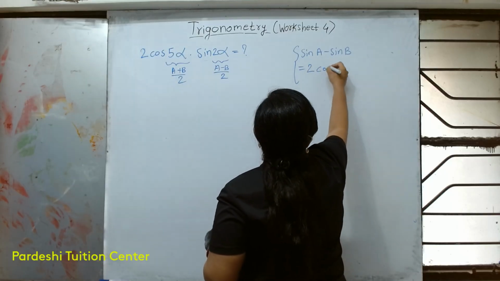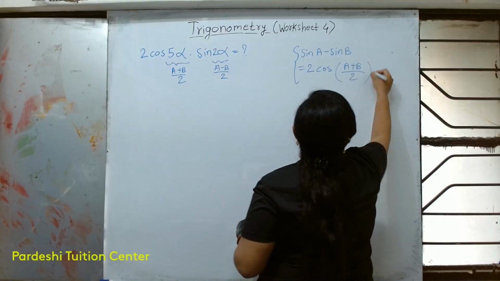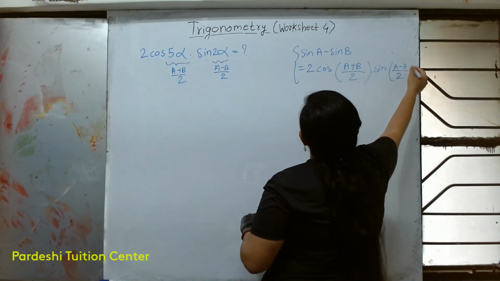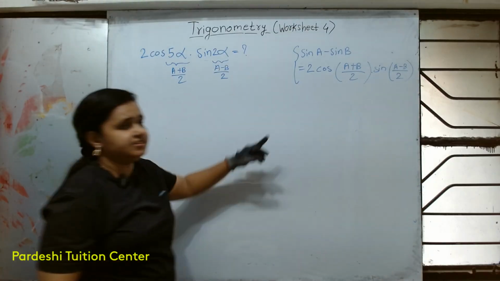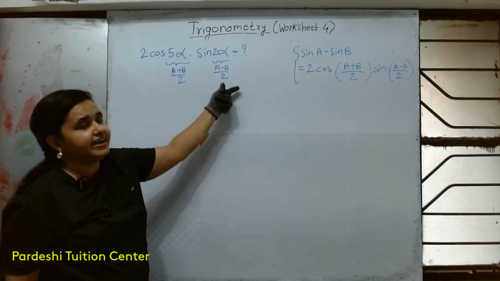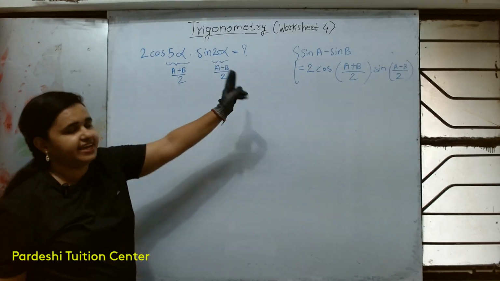It is equal to 2 cos of (a plus b) by 2 into sin of (a minus b) by 2. So again this is in the form of 2 cos (a plus b) by 2 and sin (a minus b) by 2. Okay. Again this is in that form. So we have to find a and b again.